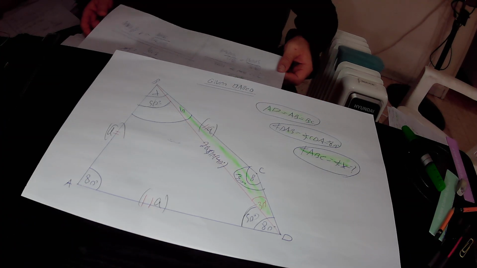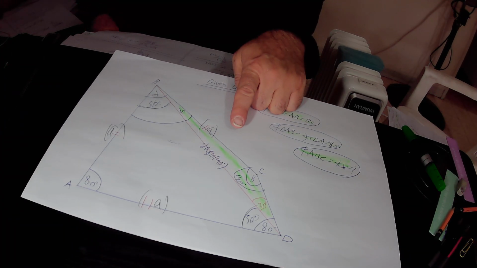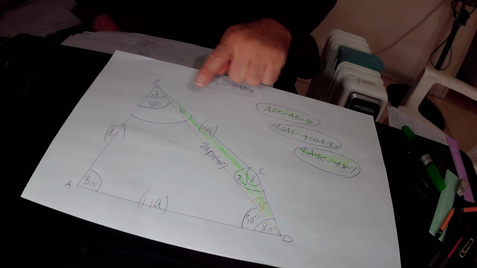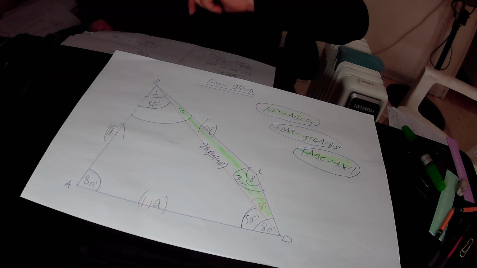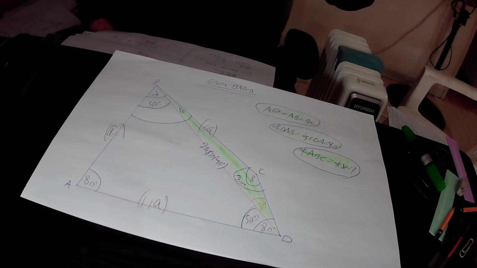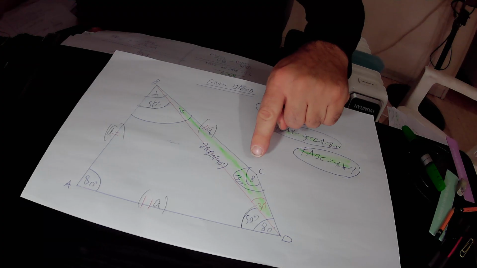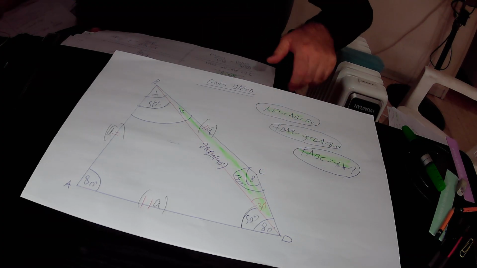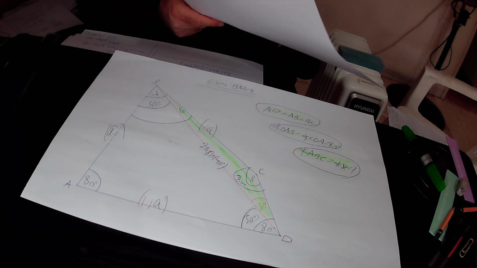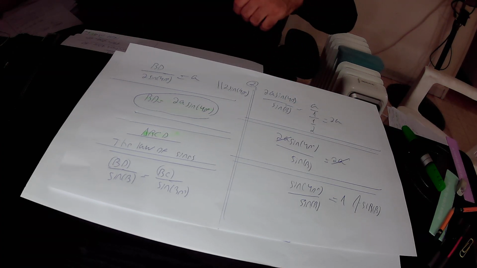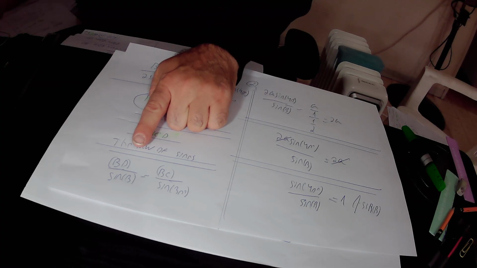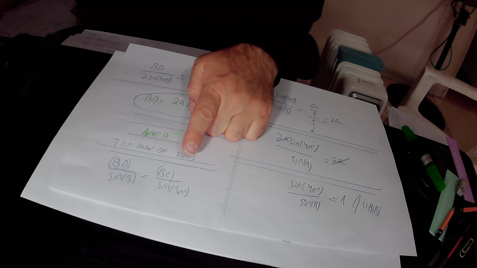we implement the law of sines in this green triangle BCD. According to the law of sines in this triangle BCD, BD over sine beta equals BC over sine 40 degrees.